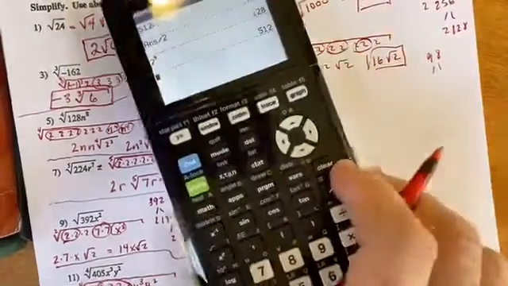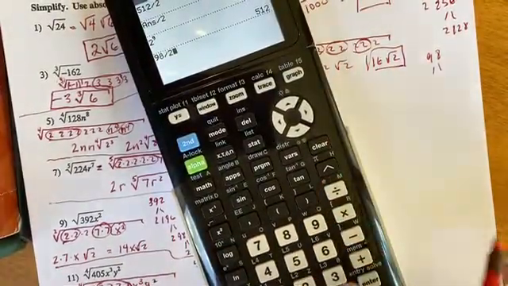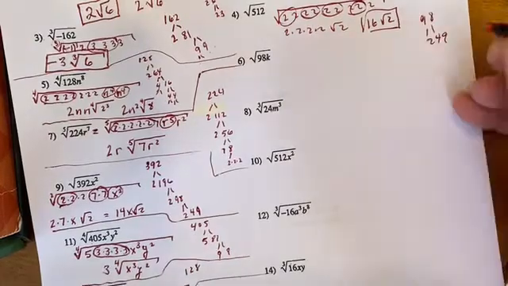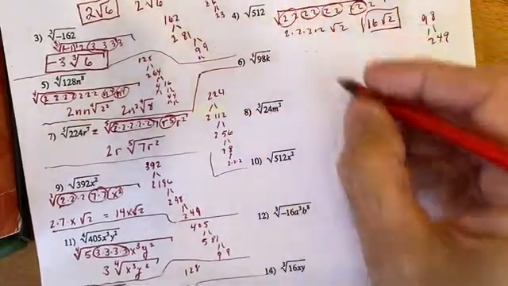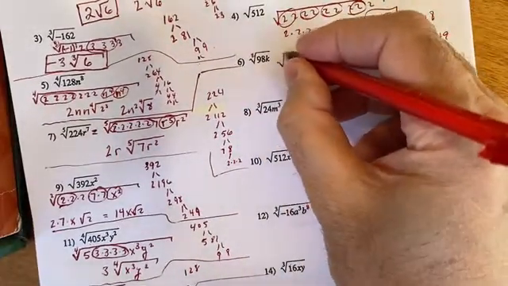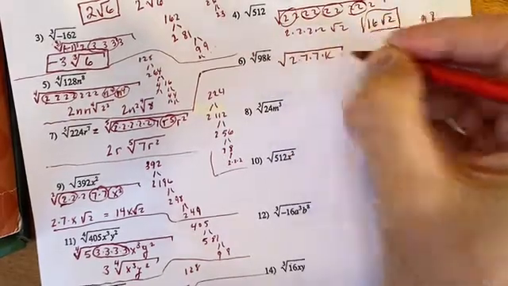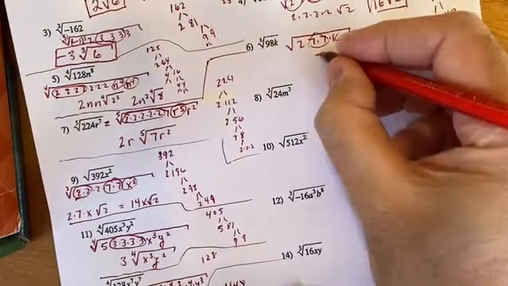98 is 2 times 49. Okay, it's the square root, so we just need 2. So this is 2 times 7 times 7 times k. 1 7 comes out.